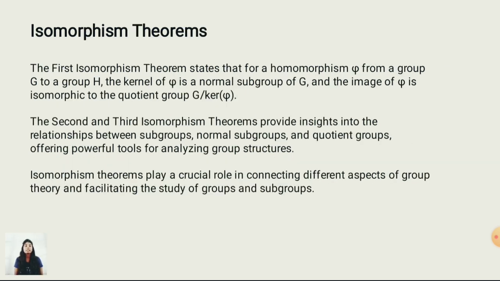Isomorphism theorems. The first isomorphism theorem states that for a homomorphism pi from a group G to a group H, the kernel of pi is a normal subgroup of G and the image of pi is isomorphic to the quotient group G by ker pi. The second and third isomorphism theorems provide insights into the relationship between subgroups, normal subgroups and quotient groups, offering powerful tools for analyzing group structures. Isomorphism theorems play a crucial role in connecting different aspects of group theory and facilitating the study of groups and subgroups.